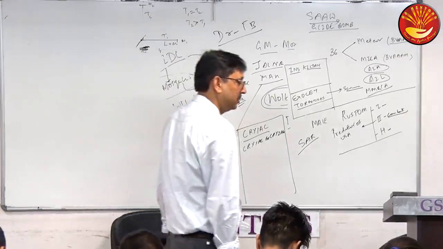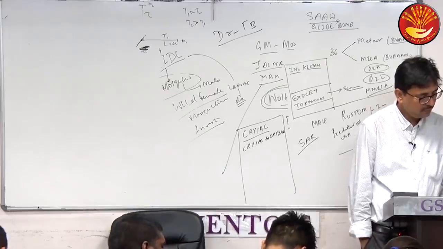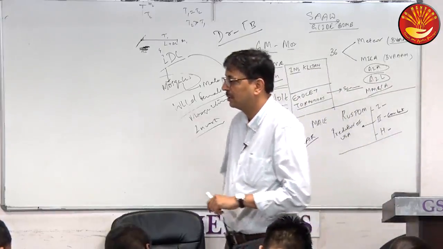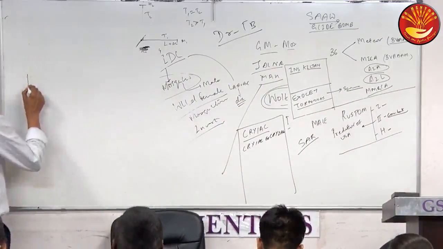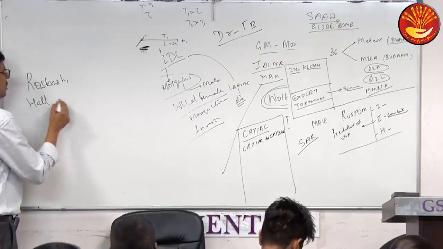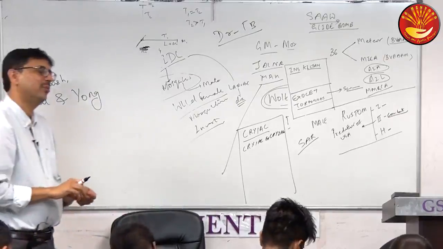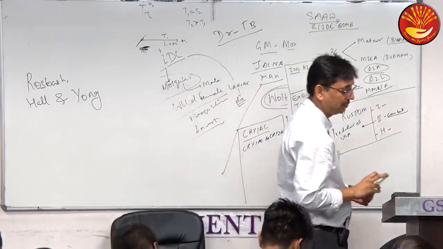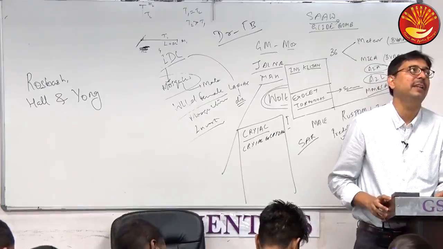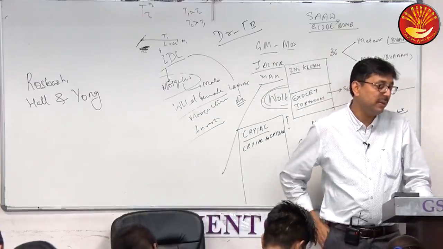Nobel Prize in Medicine was awarded to Rosbash, Hall and Young, for explaining circadian rhythm, also known as biological clock.